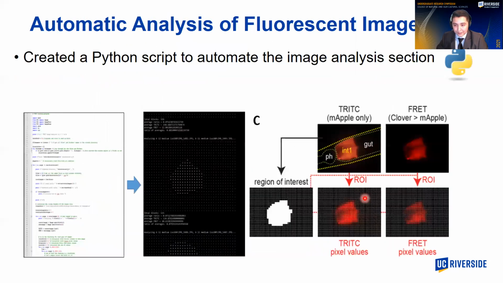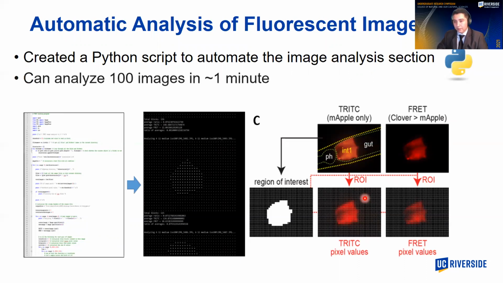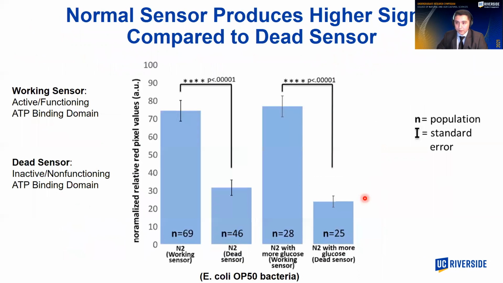However, my professor created a Python script which automated the whole image analysis section, putting me out of a job. But it was useful that I did the manual analysis because we needed a control for this Python script to know that what we were producing with the script was reliable. With this, we can analyze approximately 100 images in a minute, meaning that we can spend more time collecting quality images.